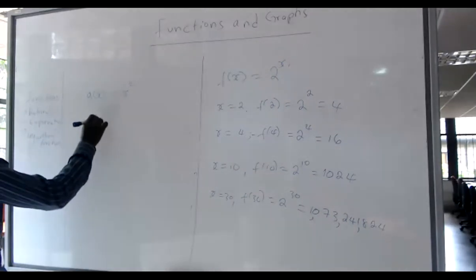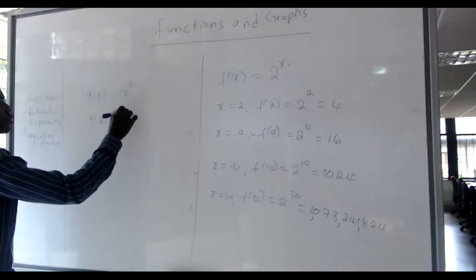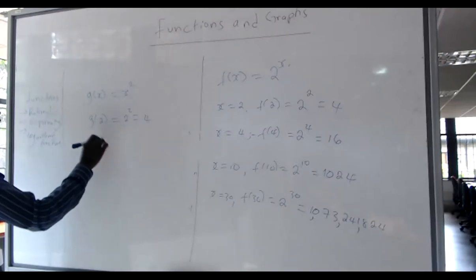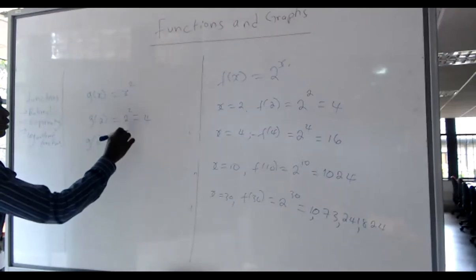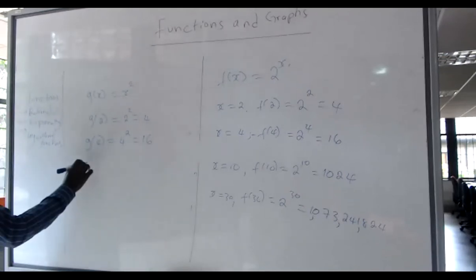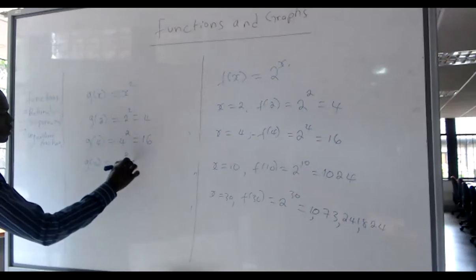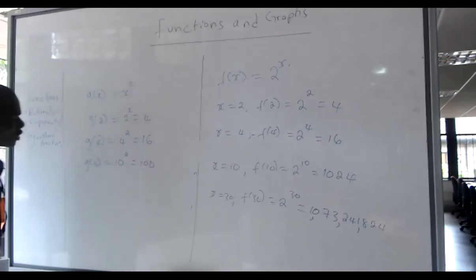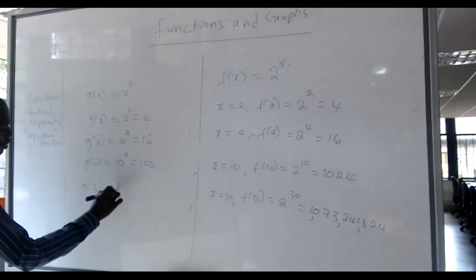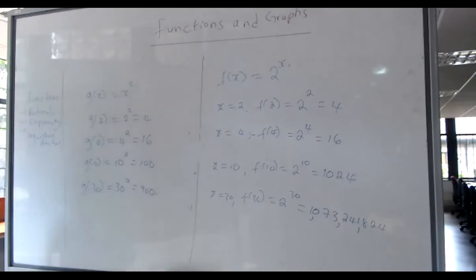Then I want to compute the same values and we compare. So let's see g of 2. G of 2, so x is 2, that will be 2 squared, which gives 4. How about g of 4? G of 4 should be 4 squared, that gives you 16. How about g of 10? That should be 10 squared, which gives you 100. Lastly, g of 30 should be 30 squared, which gives you 900.